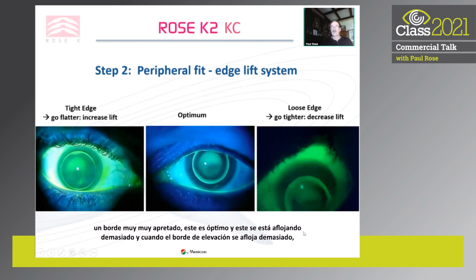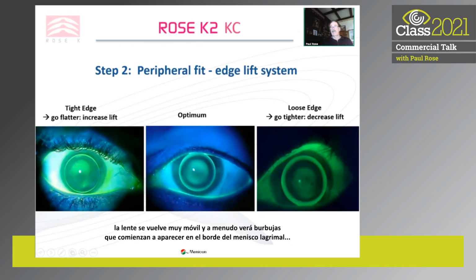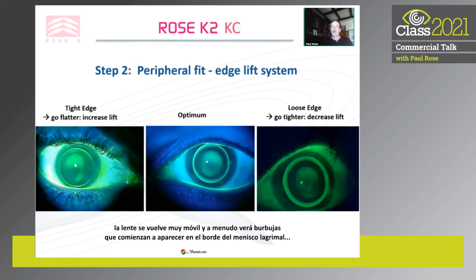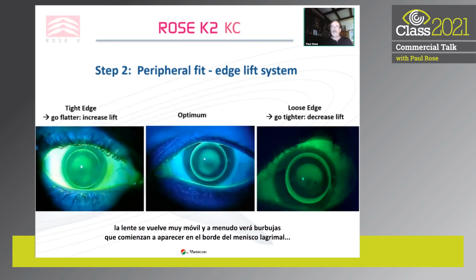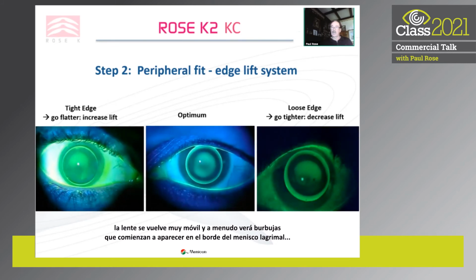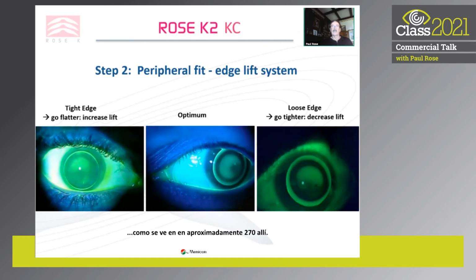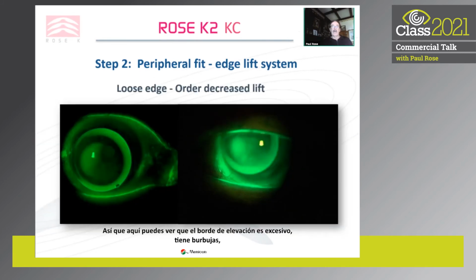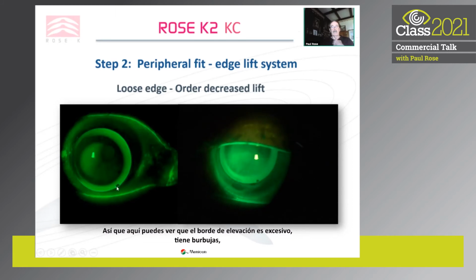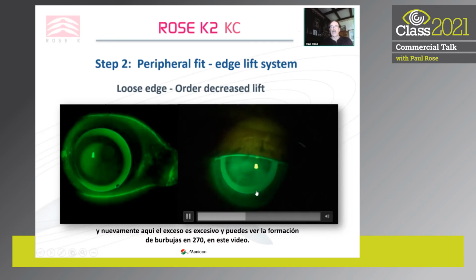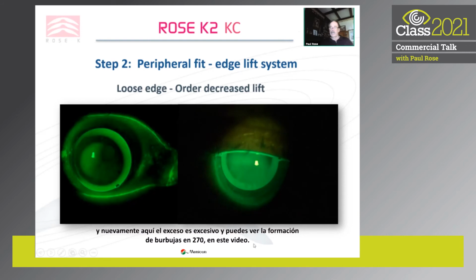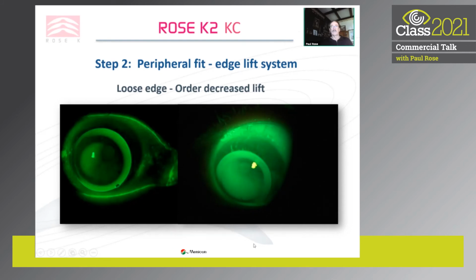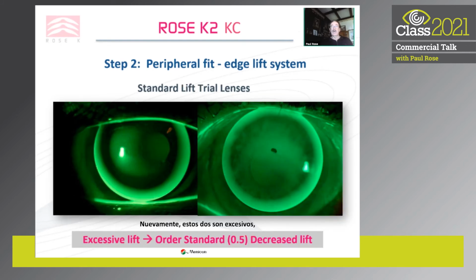And when the edge lift gets too loose, the lens becomes very mobile, and you'll often see bubbles starting to appear at the edge of the tear meniscus, as you see at about 270 there. So here you can see that the edge lift is excessive, it's getting bubbles, the tear meniscus is breaking away, and again here the edge lift is excessive, and you can see the bubble formation at 270 in that video. Again, these two are excessive.